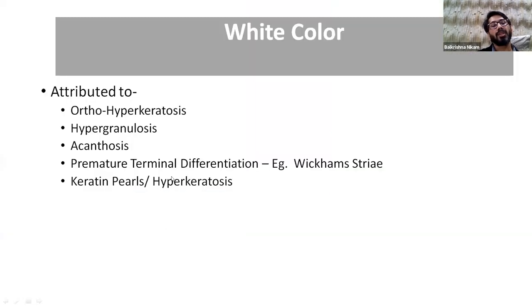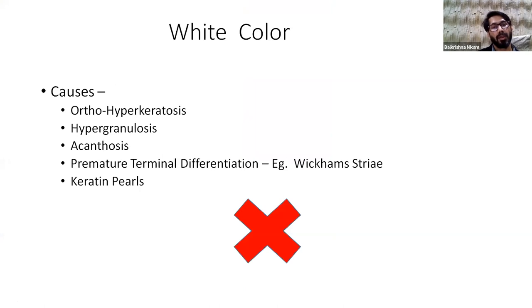So white color is chiefly attributed to keratin, hypergranulosis, acanthosis, premature terminal differentiation like Wickham striae, and keratin pearls. This is earlier attributed to, but here I feel it's not. It's all because of amelanosis.